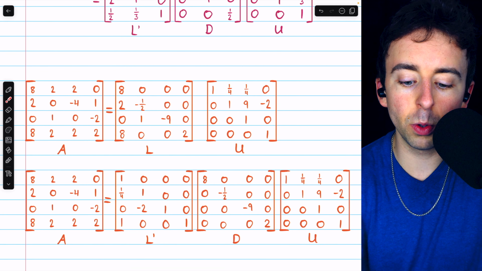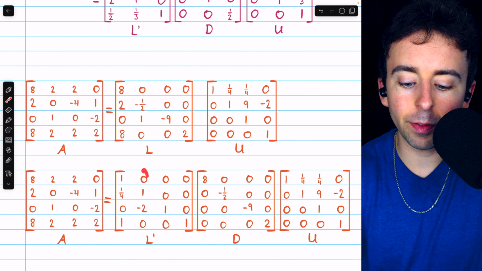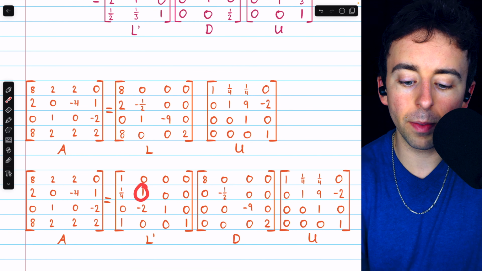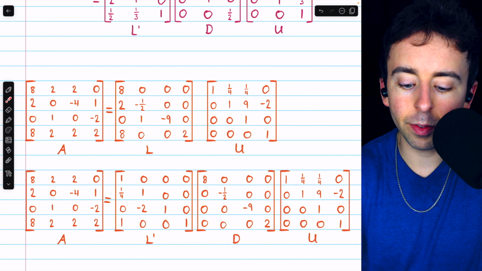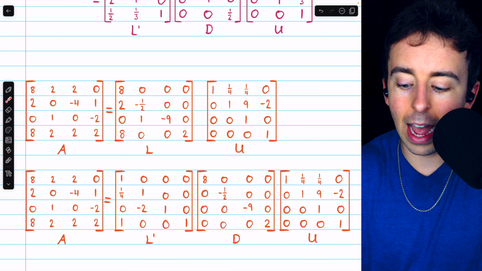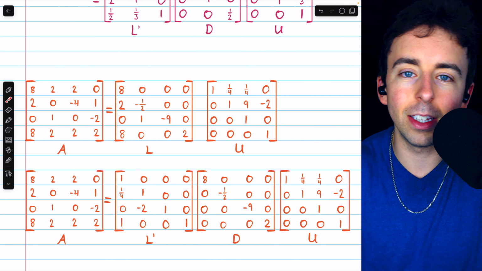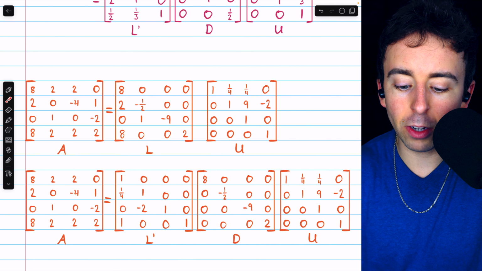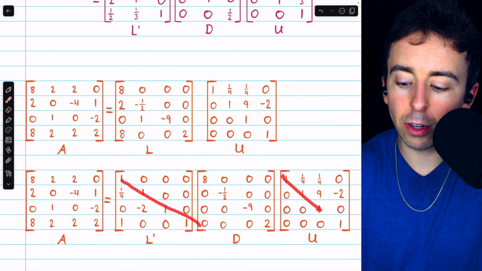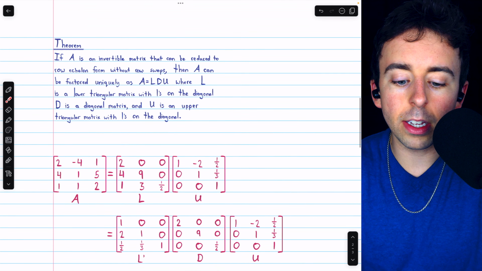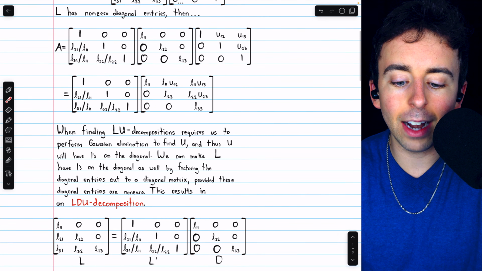Moving on to column 2, 0 divided by -1/2 is 0. -1/2 divided by -1/2 is +1. 1 divided by -1/2 is -2, and so on. In this way, we construct the LDU, or L prime DU, factorization of A, in which the lower triangular matrix and the upper triangular matrix both have 1s on the diagonal. So that's what an LDU decomposition of a matrix is and how to find it.